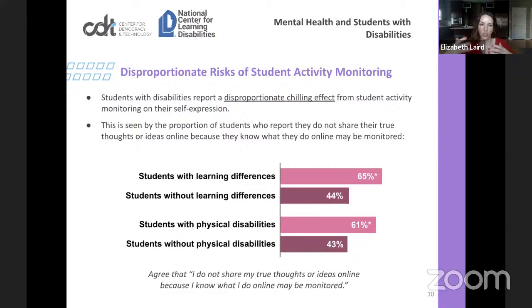So I think there's a real question to be asked here. These tools are ostensibly being used to keep students safe, but the negative effects that they can have, in particular on students feeling like they can't actually express themselves, I think is really important. And for some of the aspects of student activity monitoring, there are potential paths forward to solving them.